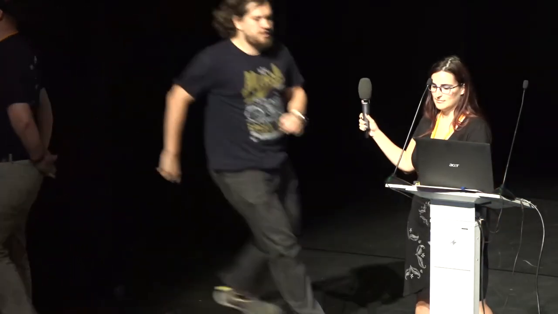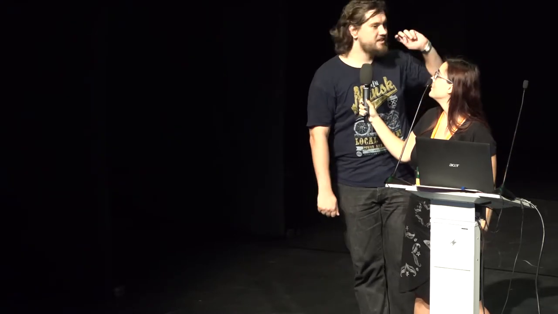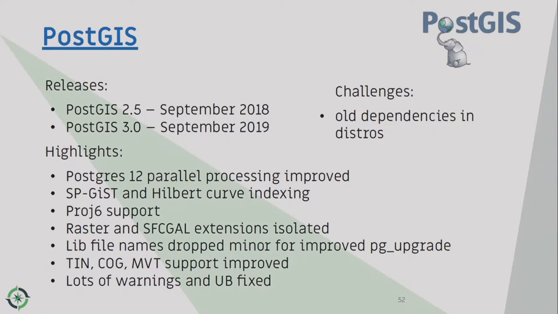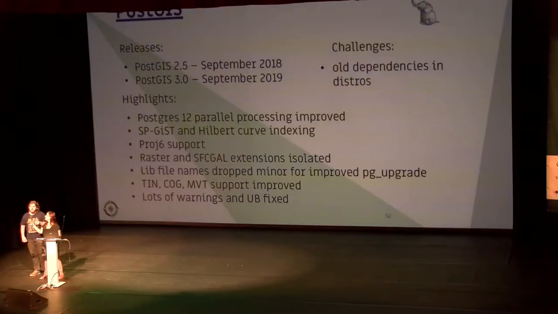Good. PostGIS? So we've built a new version 3. We are releasing version 3 with new Mapbox vector tiles, cloud optimized GeoTIFF support, and new GeoJSON support, and a lot of stuff I talked about this morning. And please help us get all of our dependencies into distributions.